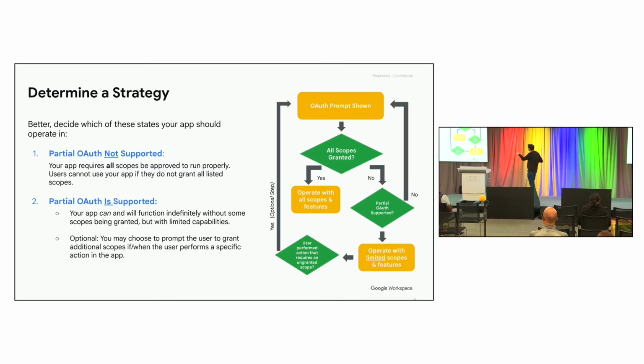So if I'm here where the OAuth prompt is shown to the user on install, for example, I can check, are all scopes granted? If yes, then we're good, right? But if no, then I can decide here, well, do I want to support partial OAuth? If I don't want to support partial OAuth, I'm in this number 1 state, then I'm just going to go back and show them the prompt. And they're just going to be stuck on a loop there until they decide to check all the boxes or not use my app.